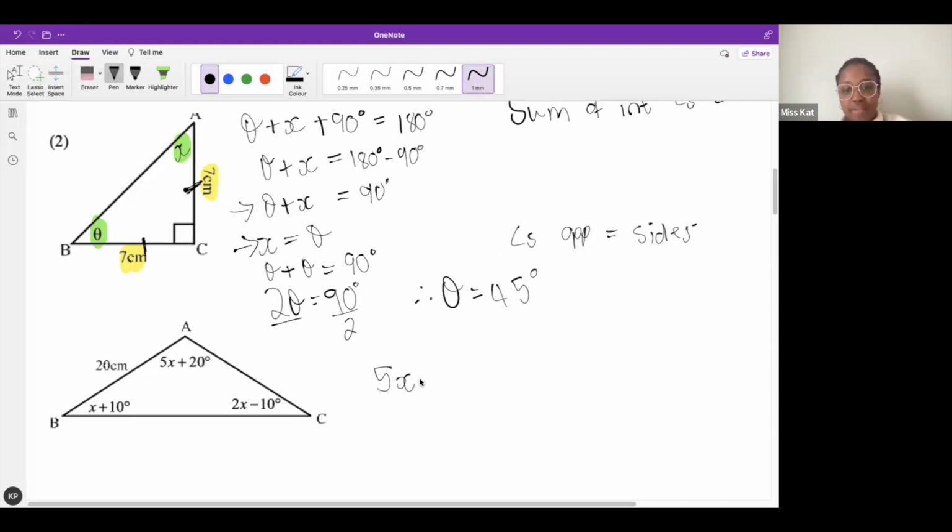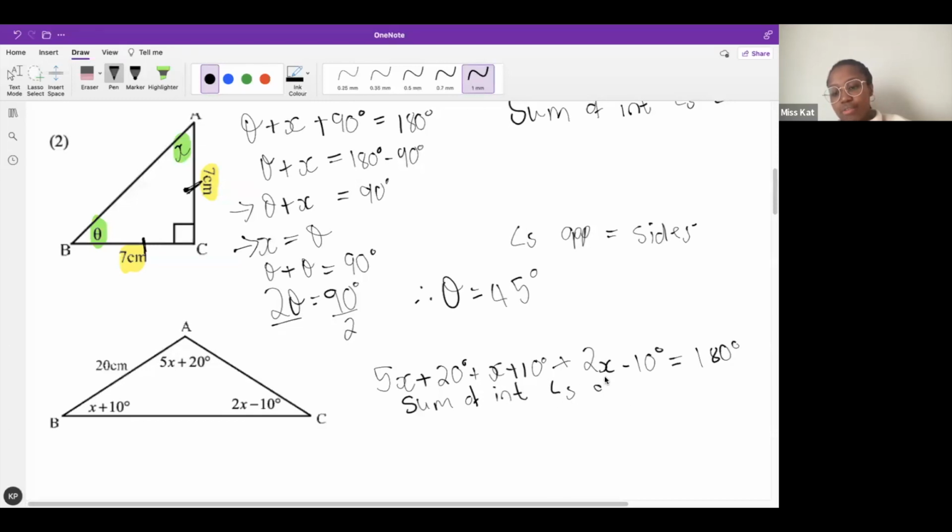Okay, 5x plus 20 degrees plus x plus 10 degrees plus 2x minus 10 degrees equals 180 degrees. And then, of course, your reason is sum of interior angles of a triangle. Beautiful. Now let's go for it.